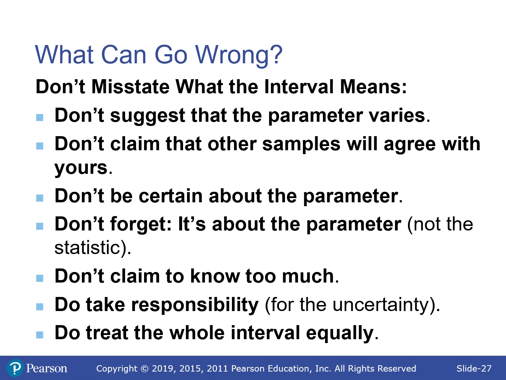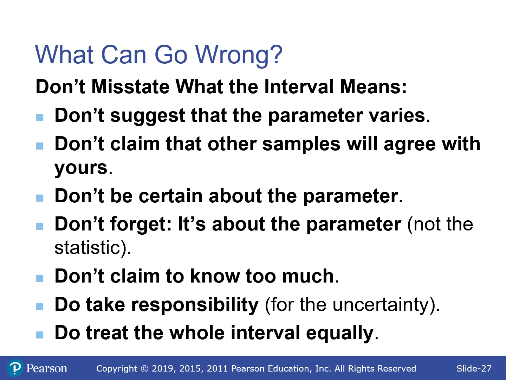"95% of the time we're going to get a p-hat that looks like this." No, it's not about other samples. You're trying to estimate the population parameter. Other samples are all going to be a bit different. Don't be certain about the parameter. P-hats in between here. You have to include that confidence level. I'm 95% certain that p-hat's going to be in between here.